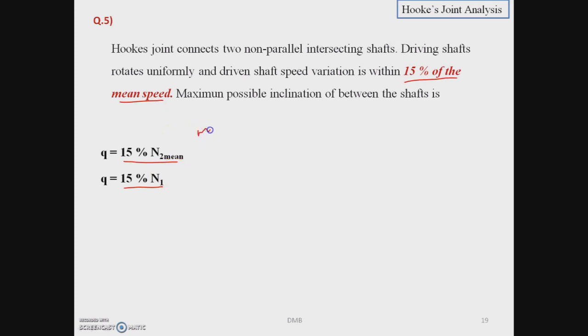Mean speed of the output shaft is equal to the speed of the input shaft, because even though the output shaft rotates with non-uniform speed, both the shafts complete one revolution in the same amount of time. Speed of the input shaft is constant, but the speed of the output shaft is varying, but both complete one revolution in the same time. That means the average speed of the output shaft equals the speed of the input shaft. So Q equals 15% of N1.